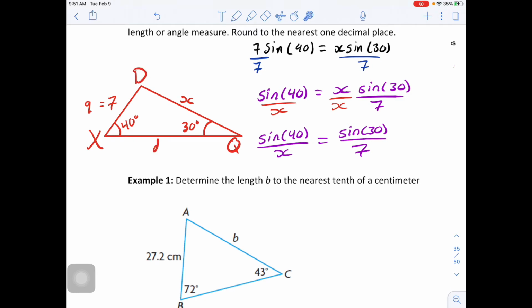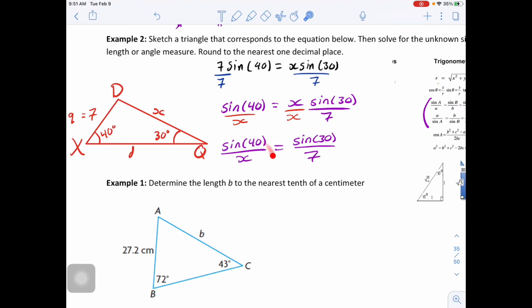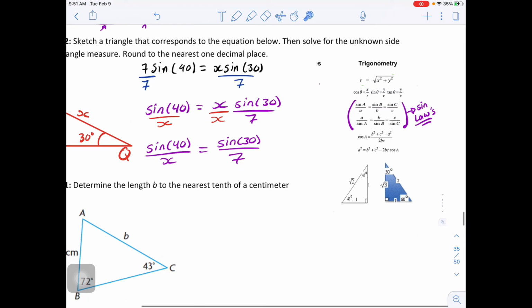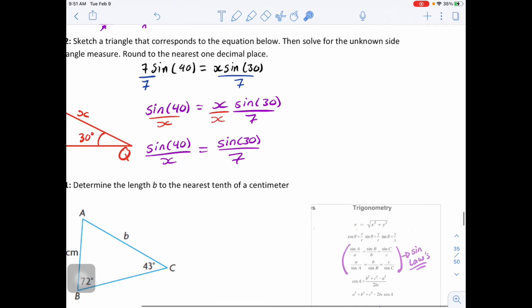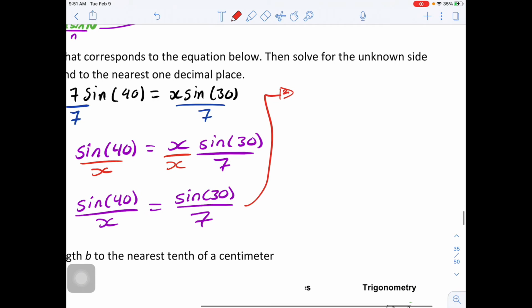So now we have notated and labeled our triangle. So now we can work with this pretty easy. Here it's a matter of just solving for x, using a bit of algebra. To find that unknown side length, we're going to solve for x. So let's rewrite this: sine 40 over x equals sine 30 over 7.